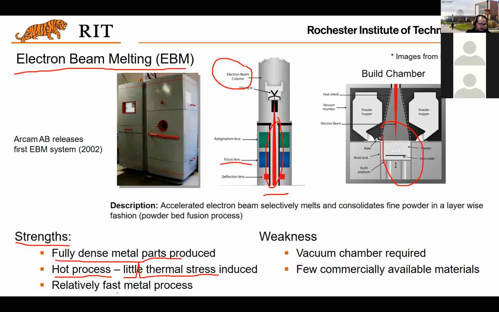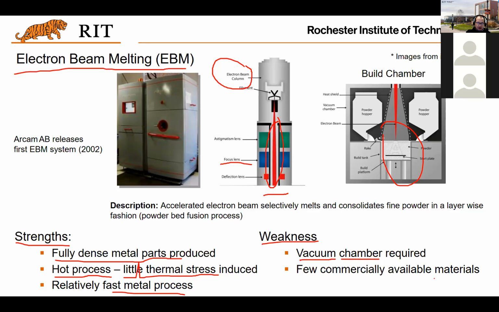And another thing is the fast build process speed compared to direct laser melting, right? So there are some drawbacks as well. First of all, it has to be a vacuum chamber. The reason is that other particles in the atmosphere could block or defocus the electron beam. In that case, you have to make the whole region a vacuum.